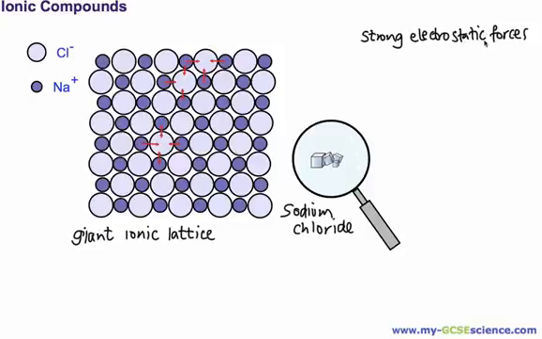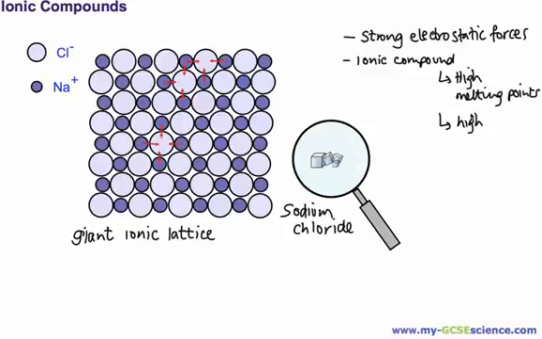They act in all directions and between all the oppositely charged ions. Now, because of this feature of strong electrostatic forces, ionic compounds have high melting points. They also have high boiling points. I'm going to be lazy and just abbreviate it. And the reason for these high melting points and boiling points is down to these electrostatic forces of attraction.